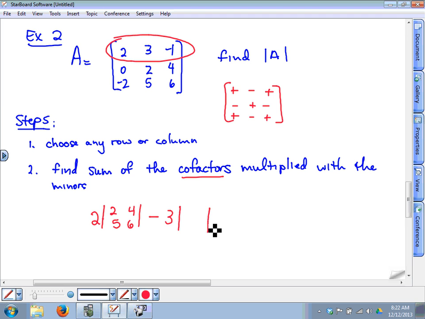And we multiply that now with the minor that's left over if we cross out the row and column containing that cofactor. So if this middle column is crossed out and the top row is crossed out, we're left with 0, negative 2 on one side, and then on the other side we're left with 4 and 6.